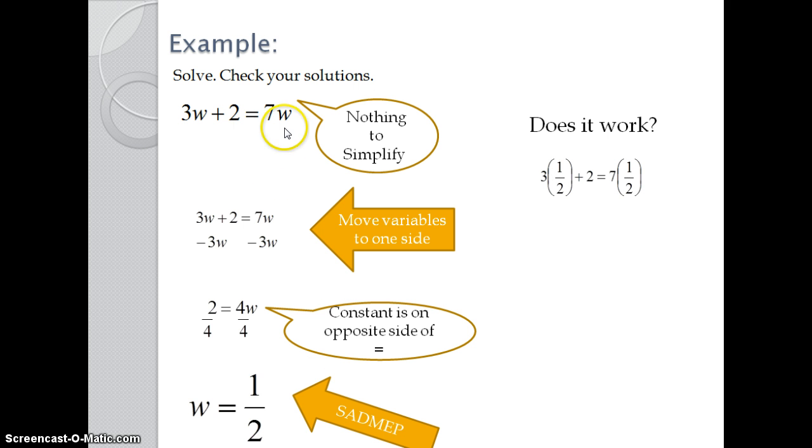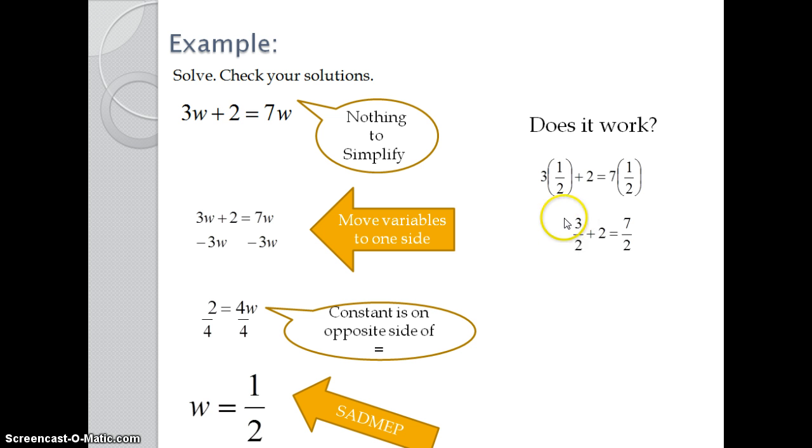So I'm going to replace w with a half. I have to replace both w's. So yesterday we just had one variable in the problem you had to replace. Make sure you guys replace both variables with your possible value. So we have 3 times 1/2 plus 2 equals 7 times 1/2. Go ahead and combine these. 3 times a half is 3/2 plus 2 equals 7 times a half is just 7/2.